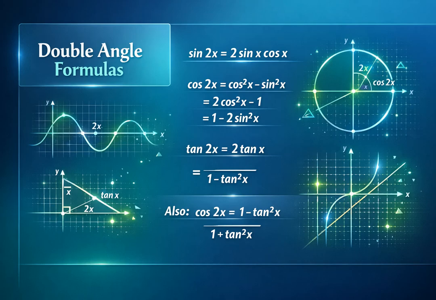Double angle formulas are very useful. Sine of 2x equals 2 sin x cos x. Cosine of 2x can be written 3 ways: cos squared x minus sine squared x, or 2 cos squared x minus 1, or 1 minus 2 sine squared x. Tangent of 2x equals 2 tan x divided by 1 minus tan squared x.